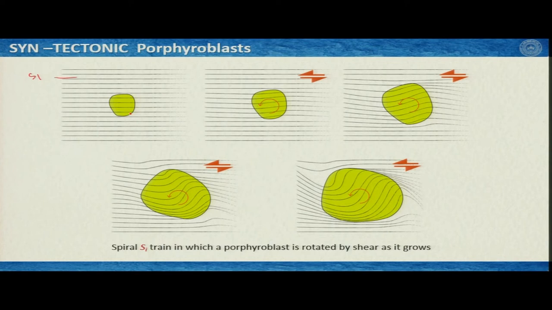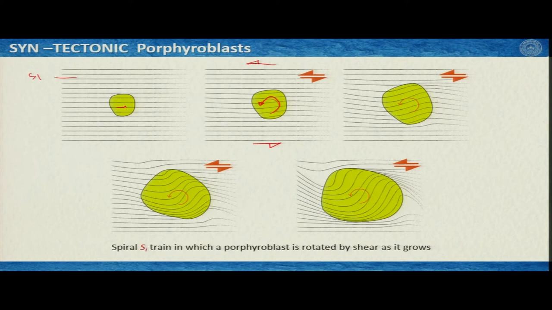And if this rock is deforming or it is under shear, so that means it is having a sinistral sense of shear. So this inclusion would rotate, and this is how the rotation is being shown. But at the same time, the inclusion is also growing. So the foliation here at this stage is already there. So it would simply rotate.